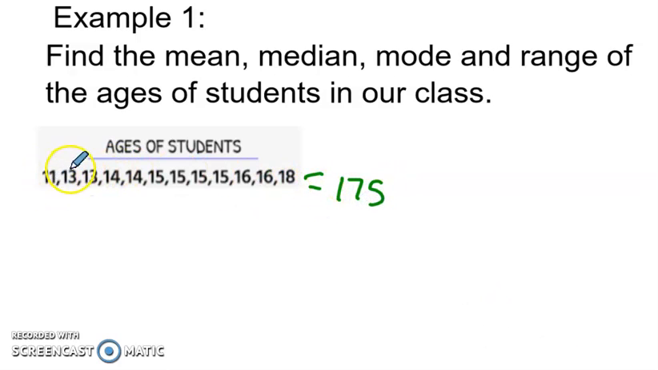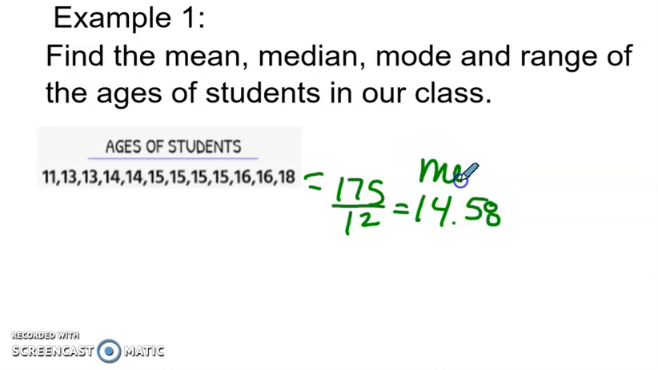And how many kids in our class? 1, 2, 3, 4, 5, 6, 7, 8, 9, 10, 11, 12. It looks like there's 12 kids in our class. So 175 divided by 12. And the mean, the average age of our class, is going to be 14.58. Okay, that's our mean, our average. All right, took care of that.